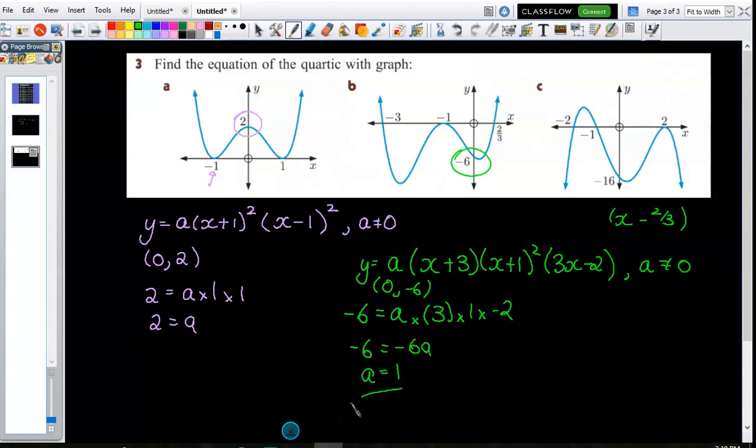Put it back into the equation. How's it sitting, Dan? Is it making sense or not? You do the next one.